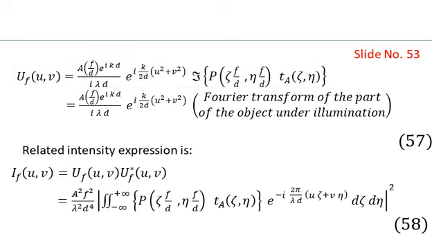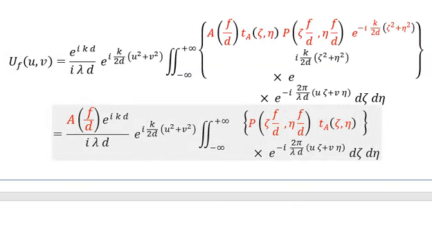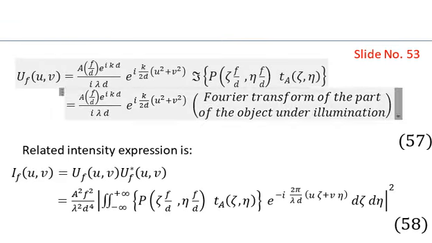This integral can be written as the Fourier transform of the pupil function with coordinates zeta into f over d comma eta into f over d, multiplied by t A, the amplitude transmittance of the input object as a function of zeta and eta. So now we can write the previous equation symbolically as the Fourier transform of the product of these two functions, which we have also written in the second step of equation number 57 in words.